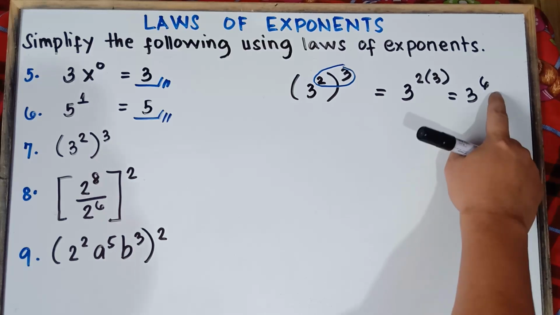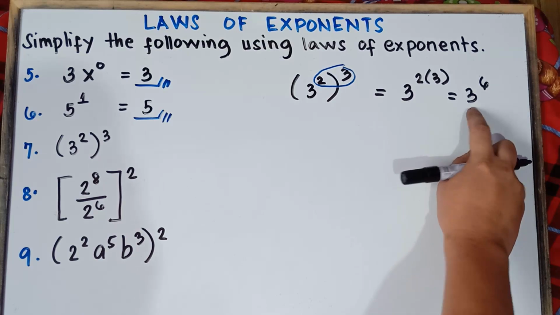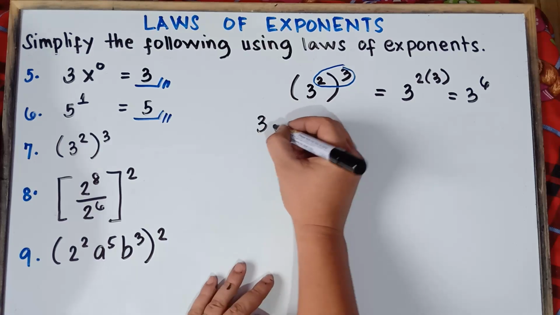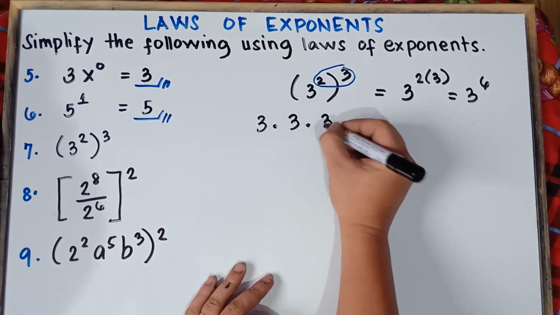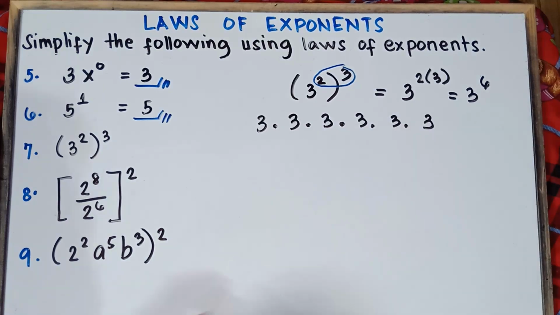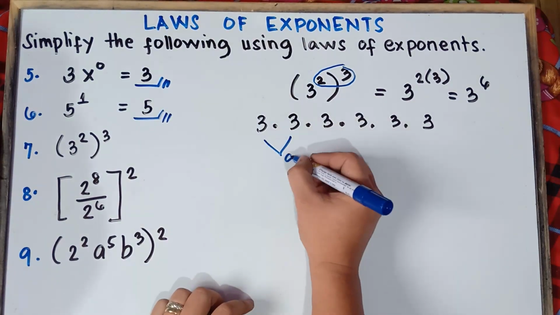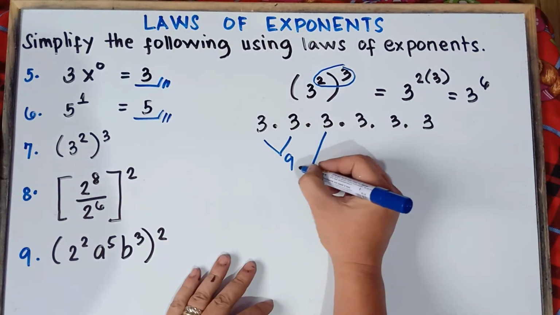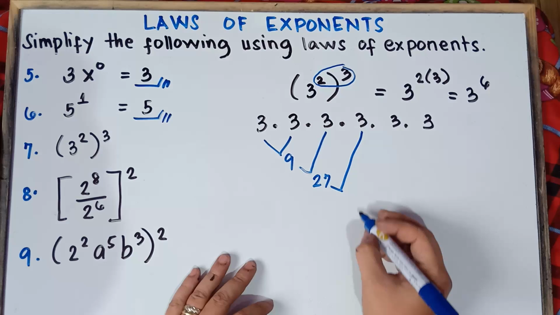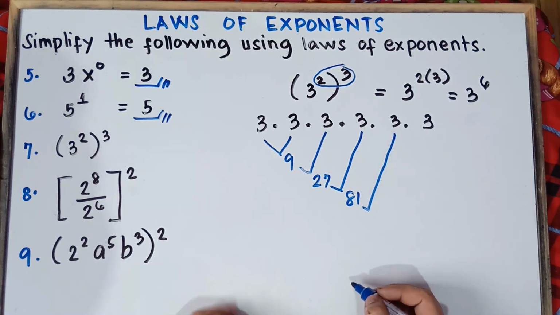3 raised to the power of 6, it doesn't mean 3 times 6. It means you multiply 3 by itself 6 times. So that would be 3 times 3 times 3 times 3 times 3 times 3. Alright, so let's do it step by step. 3 times 3, this is 9. And then 9 times 3, that would be 27. 27 times 3, that's 81. And then 81 times 3, I think that's 243.